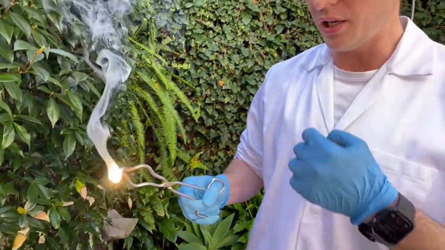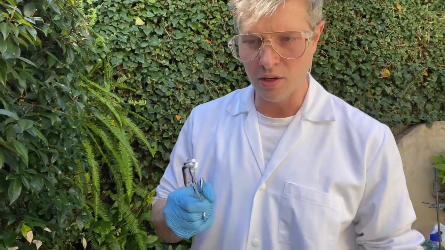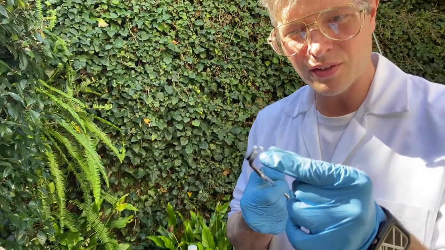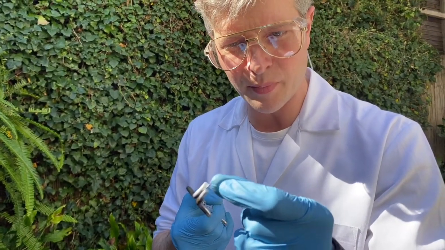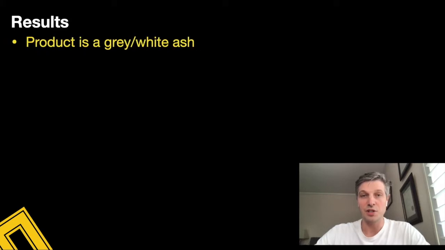As you can see now, it's giving off a huge amount of light and heat energy in what we call an exothermic reaction. Now, the key thing to notice here is the properties of this. Look how fragile and brittle that has become now. So that magnesium oxide now is extremely brittle, completely changed its properties. So quite clearly there, the product is a grey-white ash, which is very different to its original properties.